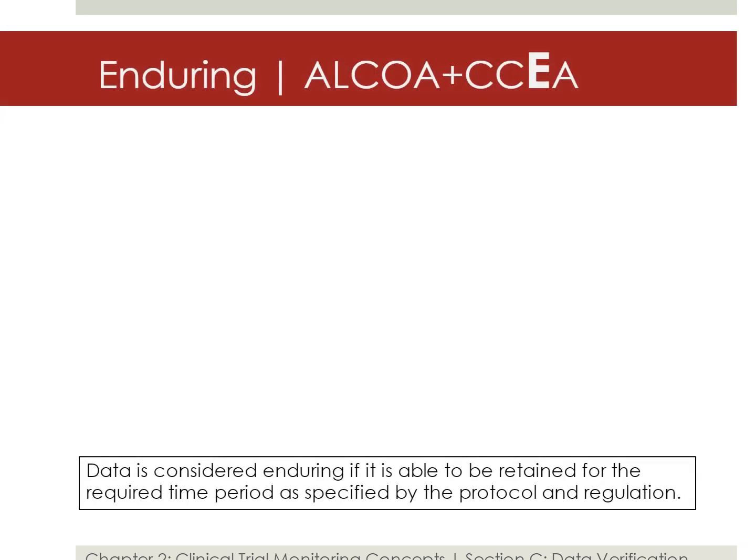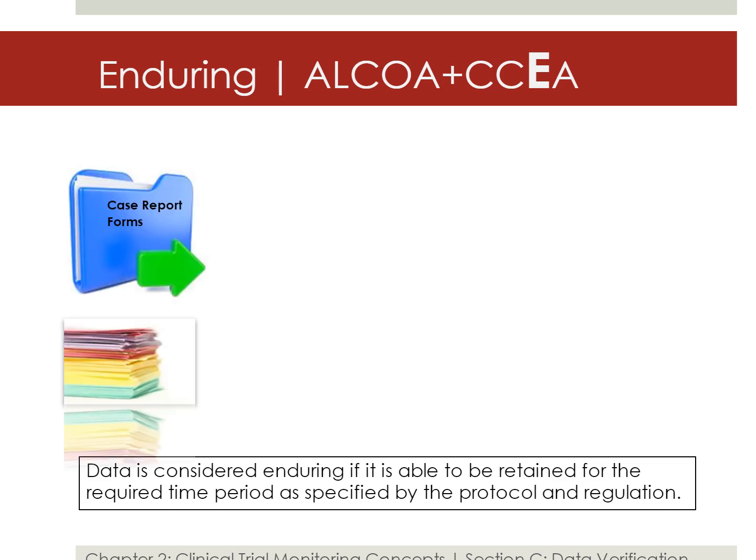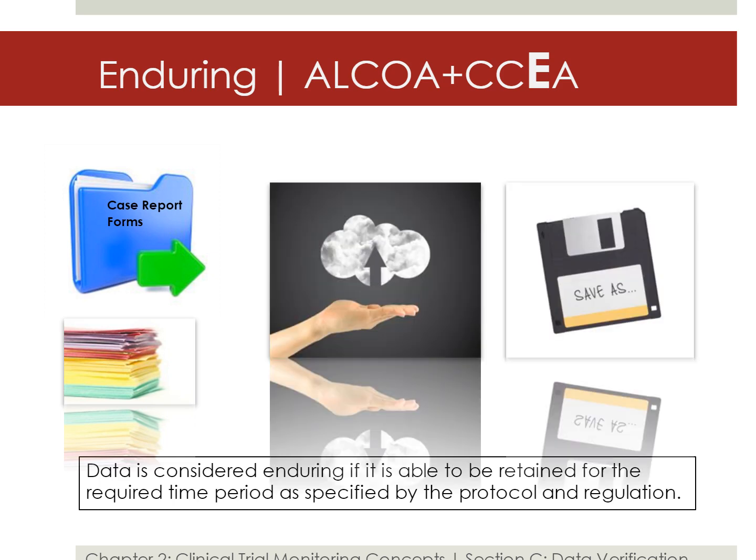Data is considered enduring if it is able to be retained for the required time period as specified by the protocol and regulation. Take a moment to think about the steps a monitor should take in order to verify that data is enduring. A monitor verifies data endurance by ensuring that it is stored properly and cannot be destroyed. Electronic records allow data to be stored for long periods of time. Typically, PDFs of case report forms are returned to the site from electronic databases to ensure endurance.